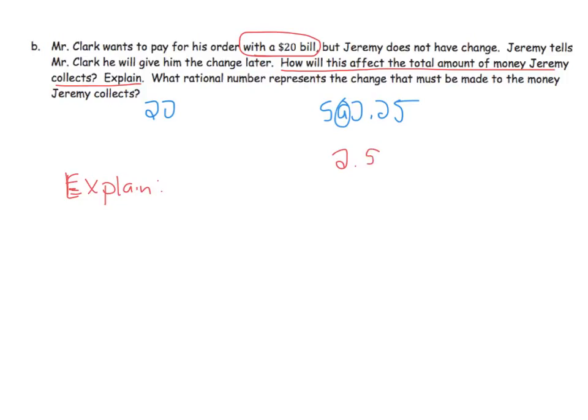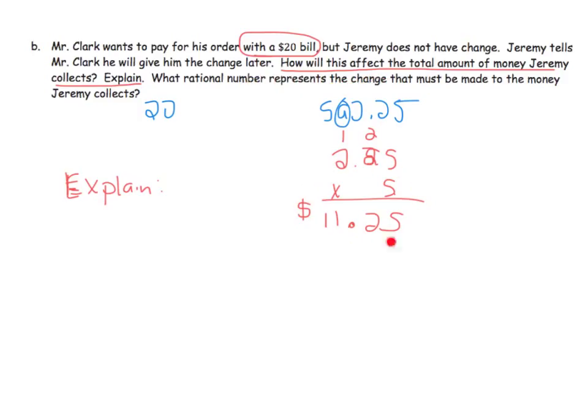Mr. Clark bought, I hope I have this right, 5 plants at $2.25 each. So you could add $2.25 plus $2.25 plus $2.25, or you could just do that multiplication. 5 times 5 is 25. Carry the 2. 5 times 2 is 10 plus 2. 5 times 2 is 10 plus 1. So what Mr. Clark was supposed to pay is $11.25.